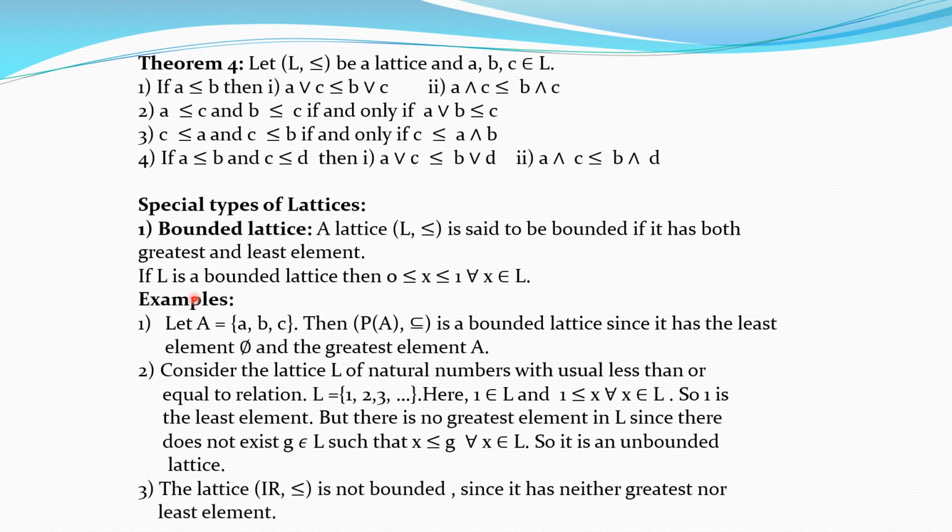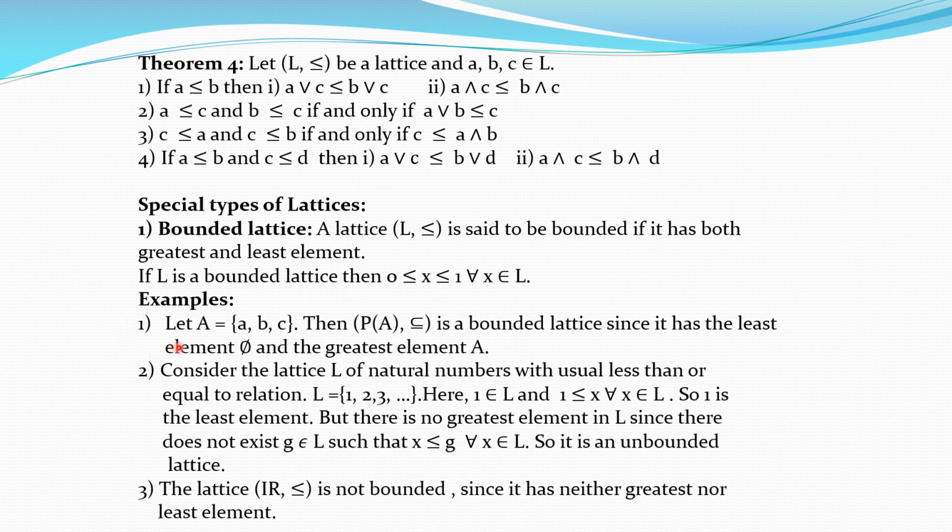See why? Because as L is a bounded lattice, it has a least element 0. So by definition of least element, 0 precedes x for all x in L. Now as it is a bounded lattice, it has a greatest element, say 1. So by definition of greatest element, x precedes 1 for all x in L. So by combining, 0 precedes x precedes 1 for all x in L if L is a bounded lattice.